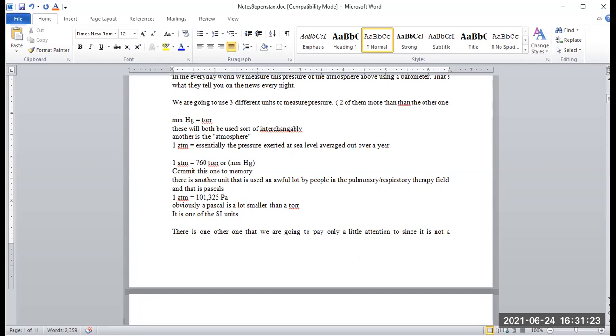Pascals are tiny. Pascals are super tiny. There are 101,325 of them in one atmosphere. So even though millimeters of mercury are kind of small, pascals are much smaller.